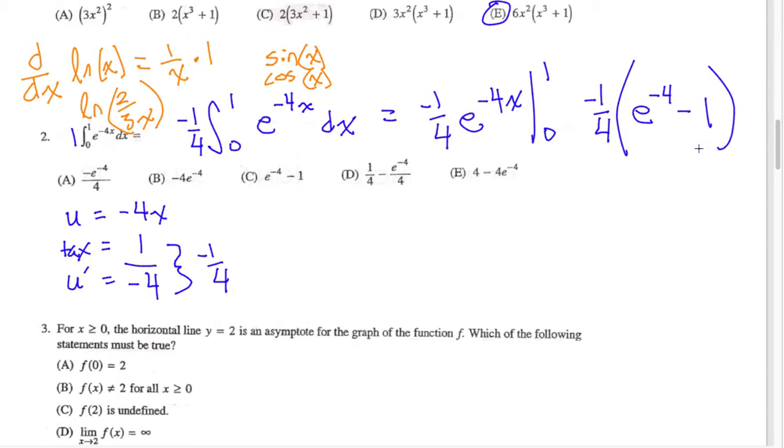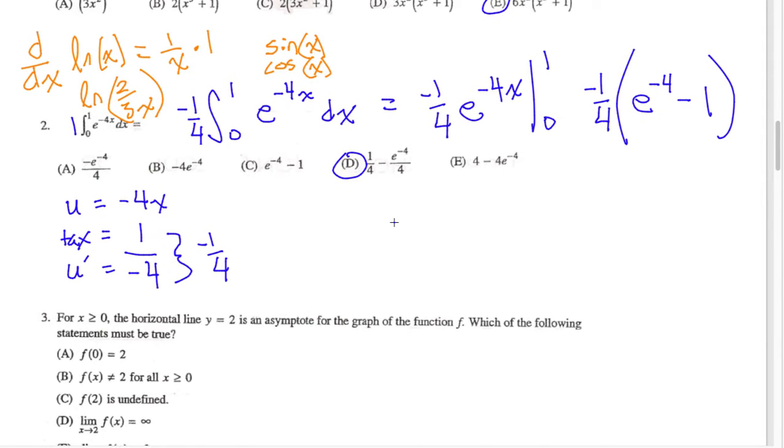I'm looking at what is something of this form, and it looks like D, because it's obviously divided by 4, and I have 2 pieces. Oh, because the negative from the outside multiplies. Yeah, okay. I wasn't actually checking the negative times the negative. I was just looking for 2 pieces where I was dividing by 4, and that narrowed it down for me. But now that I look at it, yes, a negative times a negative should be a positive 1/4, and a negative times a positive is that negative e to the negative 4. Good, good. All right, let's go on to number 3.